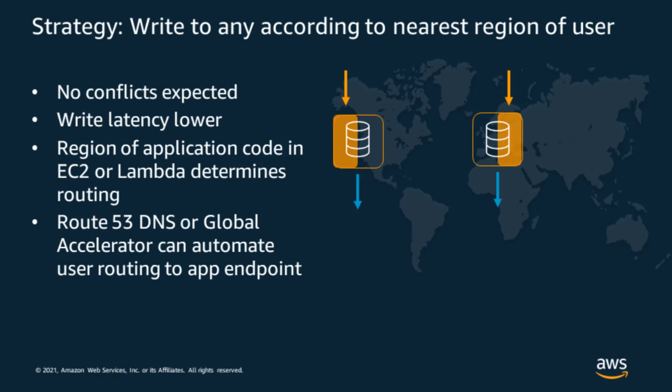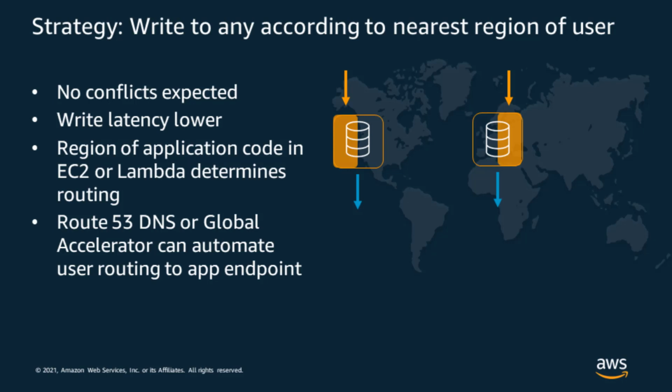Or we could go to a nearer region if we're accepting users from all around the world. Maybe we want to take users from India, for example, and route them to Europe just as some sort of simple logic rule. But we can certainly have application logic to route it to the nearest region or the same region. Now, you can also set up Route 53 DNS or a global accelerator.